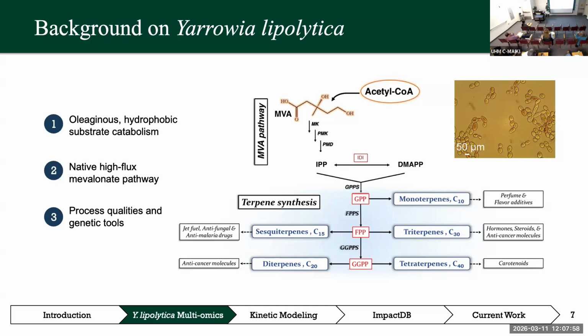One key challenge, though, is that the mevalonate pathway requires high amounts of NADPH. So we're very interested in how we can supply enough NADPH to keep the reaction rates fast. And last, even though Yarrowia is not exactly a model species, there are very good genetic tools, so we can pretty easily create new strains.